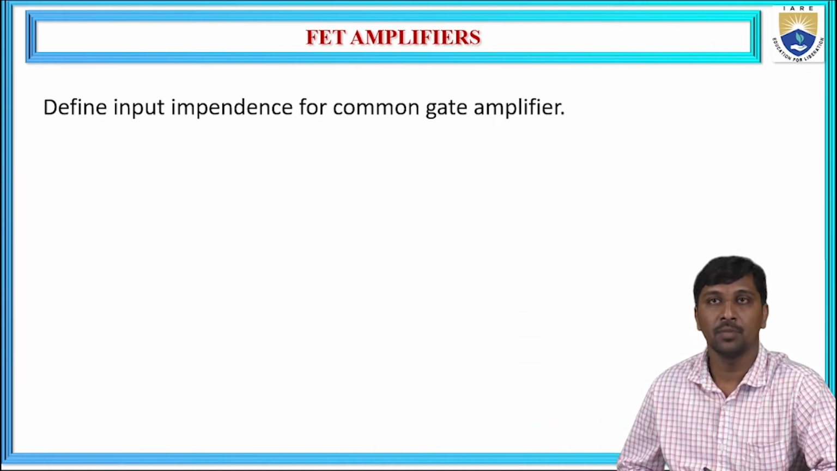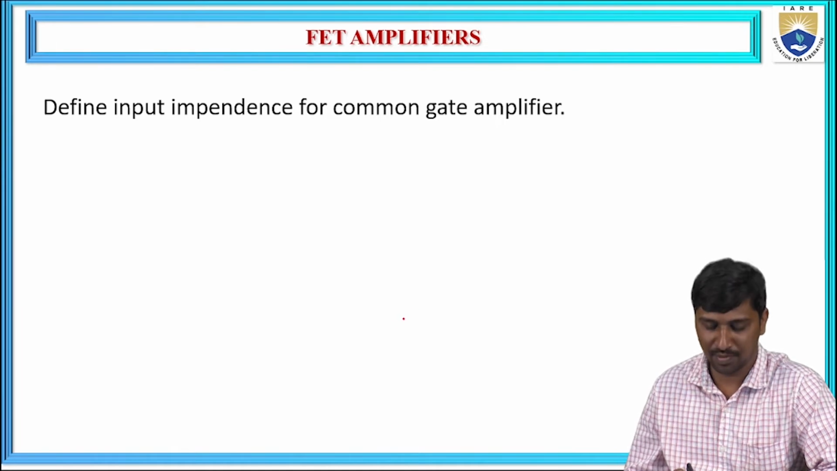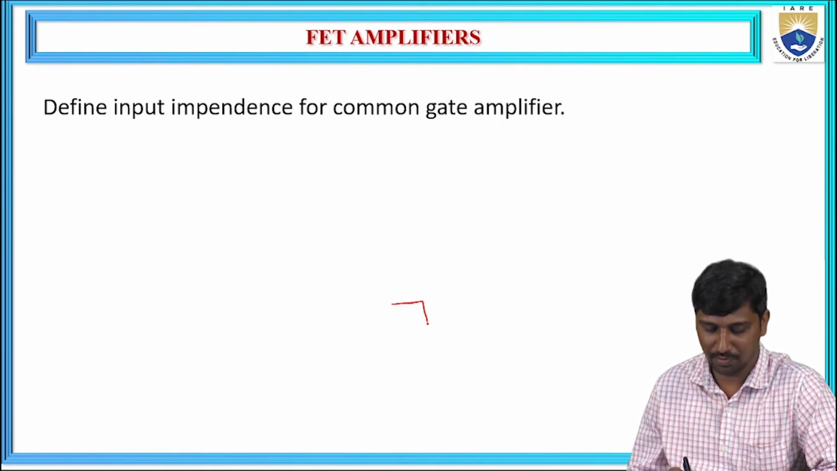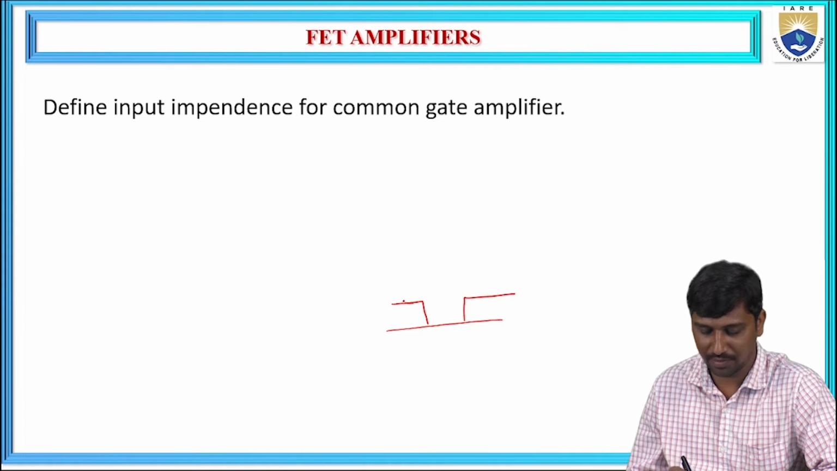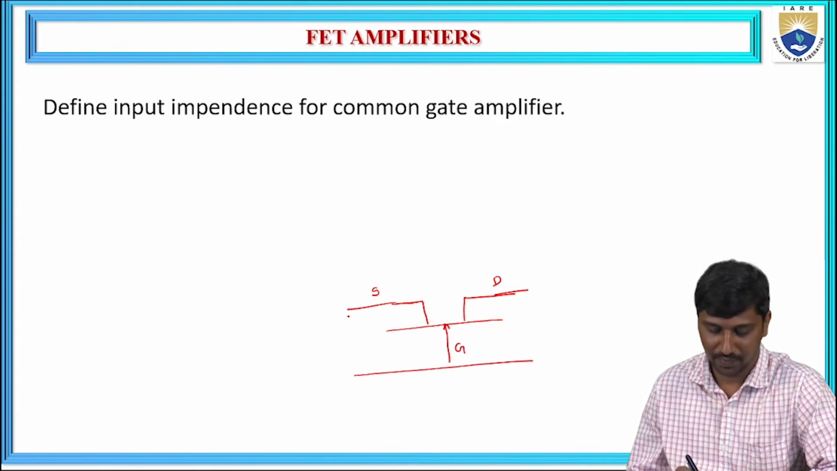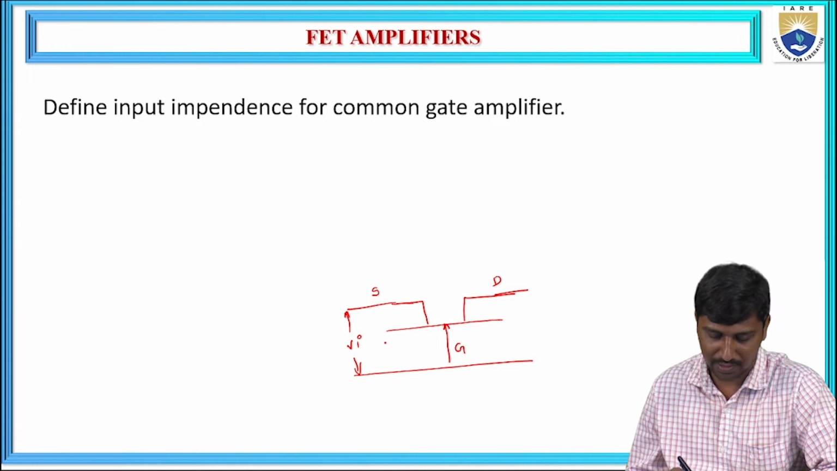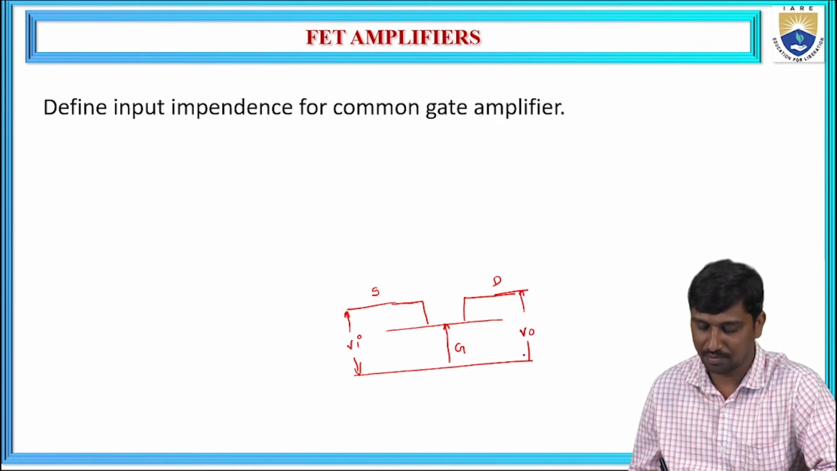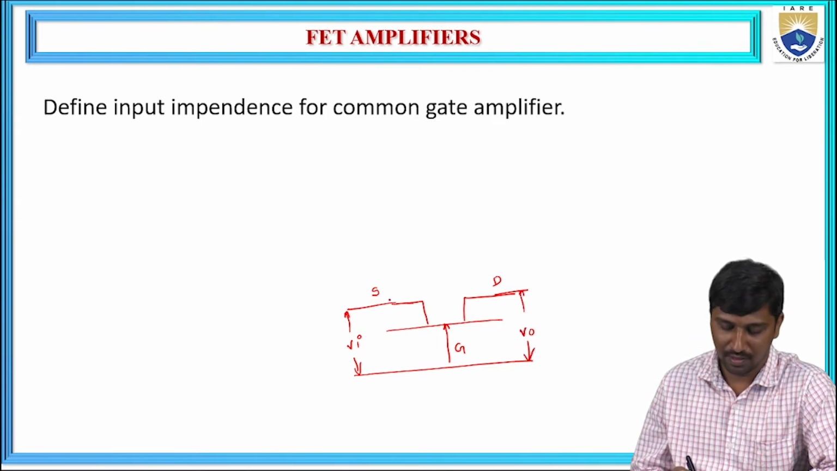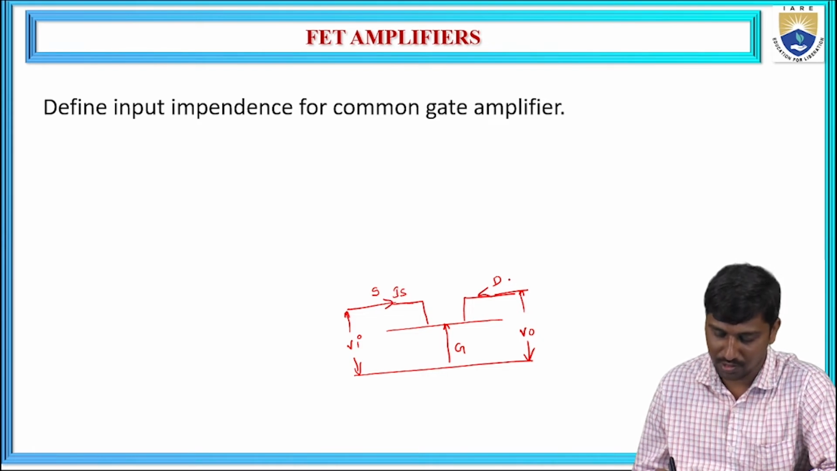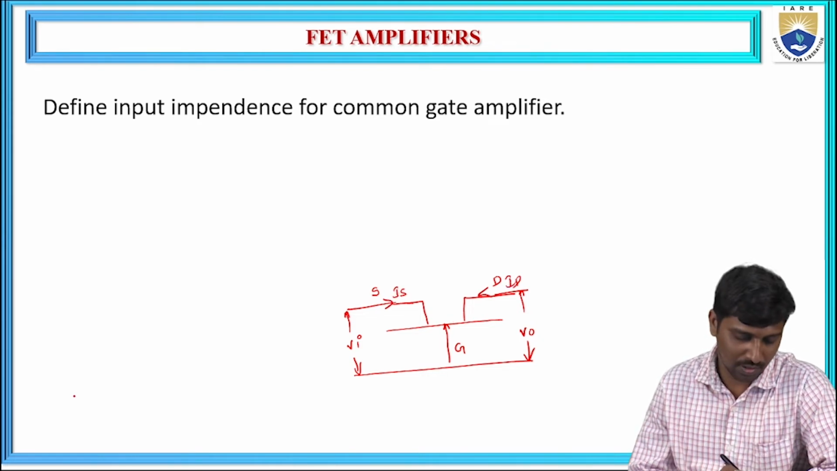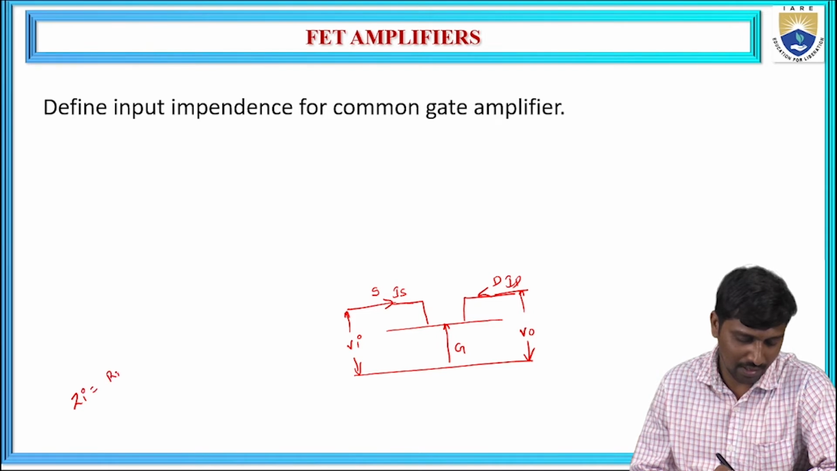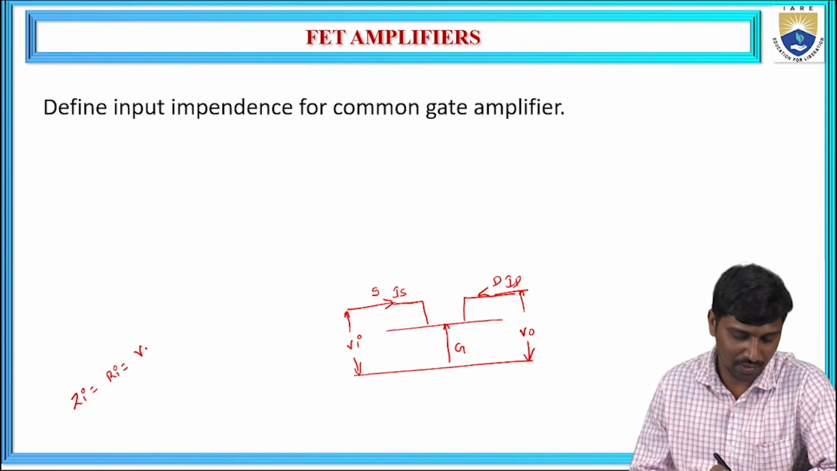Now define the input impedance for a common gate amplifier. To observe the input impedance for this common gate amplifier, let us consider the source, the drain, and the common terminal, which is the gate. Let us take this as the input voltage, and the output is taken from the drain terminal. Let us say the source current flows. Now we need to write either ZI or RI. It is the ratio of input voltage to the input current.